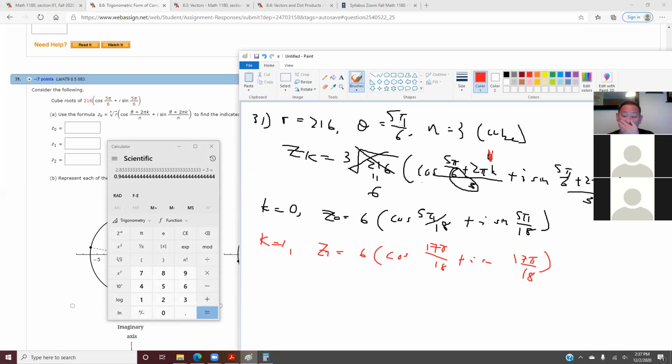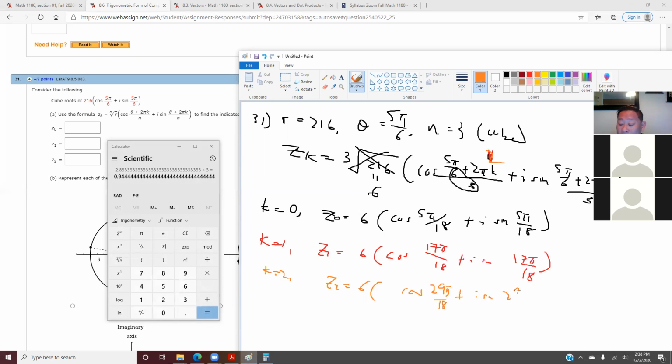Now, I will show you, and then after that, you do the same thing for the last one. k is 2. So Z2 is 6 cosine, and then you plug in 2, and then use your calculator. That will become 29 pi over 18, I believe. And I'll show you the shortcut.